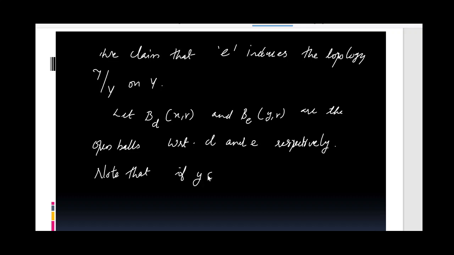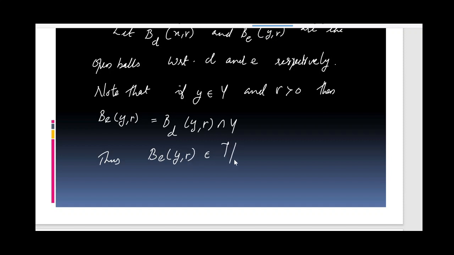Note that if y belongs to Y and r greater than 0, then B_E(y,r) is equal to B_d(y,r) intersection with Y. Thus, B_E(y,r) belongs to T restricted to Y. So first we are proving that B_E(y,r) can be written as B_d(y,r) intersection with Y. Then this is nothing but a member in the topology.